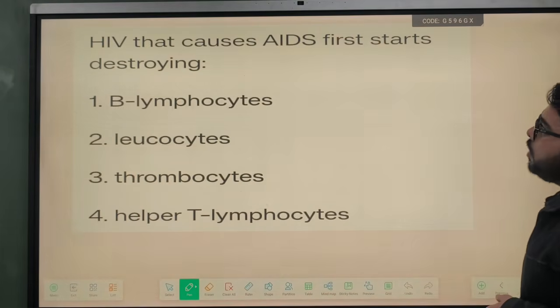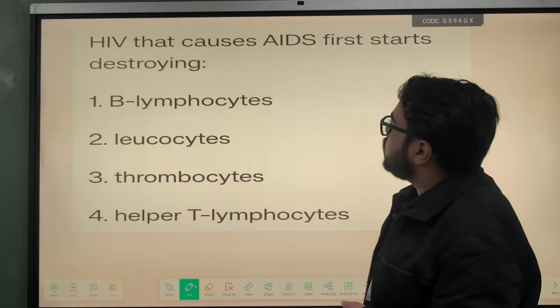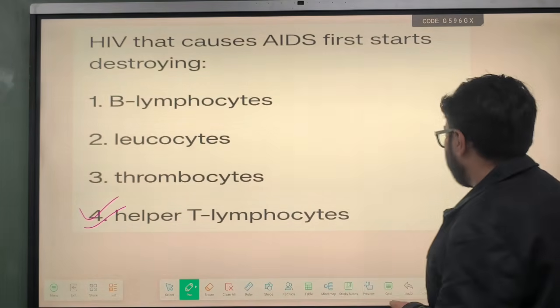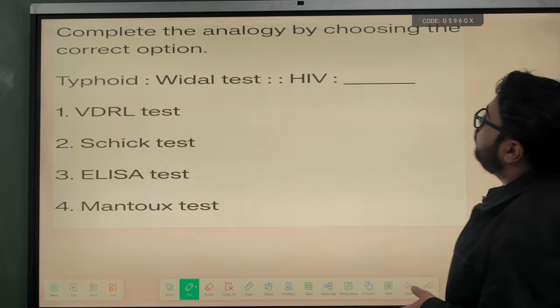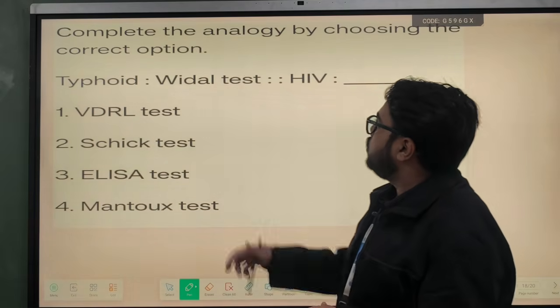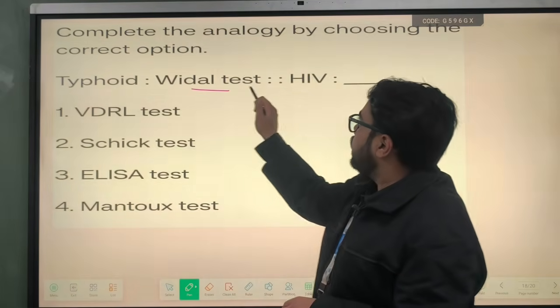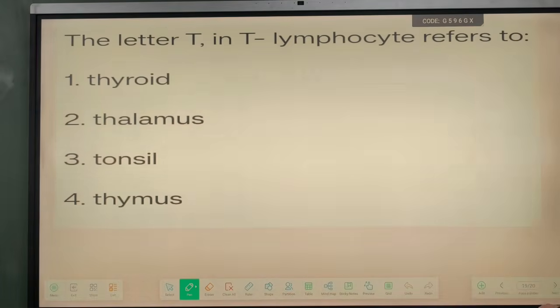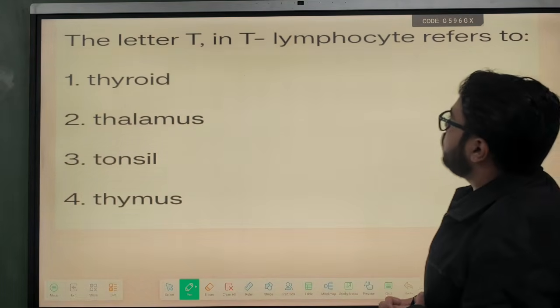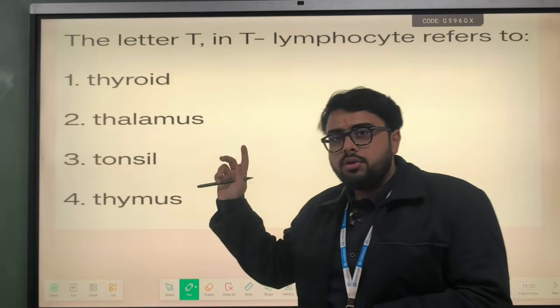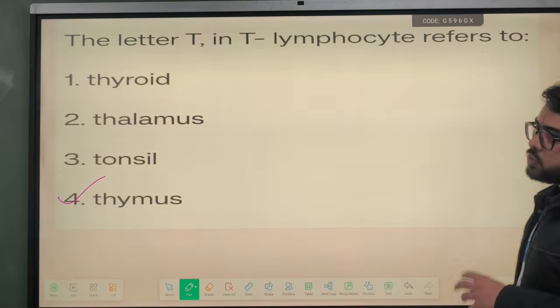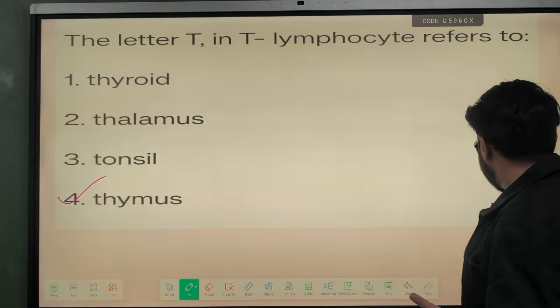Next, HIV that causes AIDS first starts destroying which cell? Obviously the helper T lymphocyte. Next, complete the analogy by choosing the correct option. Typhoid is to the Vidal test as HIV is to which test? ELISA. Next, the letter T in T lymphocyte refers to, students, the thymus, where the T lymphocyte actually matures.